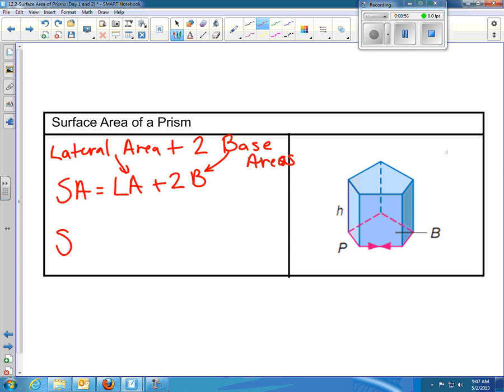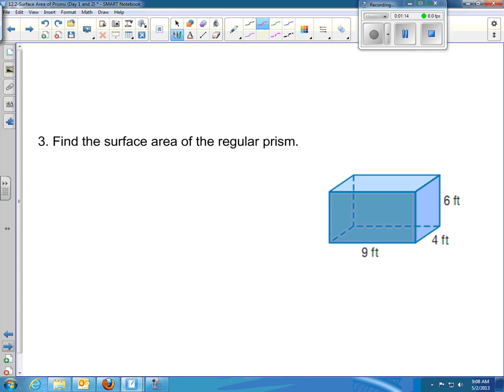So surface area for a prism, let's simplify that. Lateral area is perimeter times height plus 2 base areas. Unfortunately, we can't simplify base areas any further because sometimes our base is a triangle, sometimes it's a square, a rectangle, a pentagon, a hexagon, an octagon. So we just have a few short problems to do today.